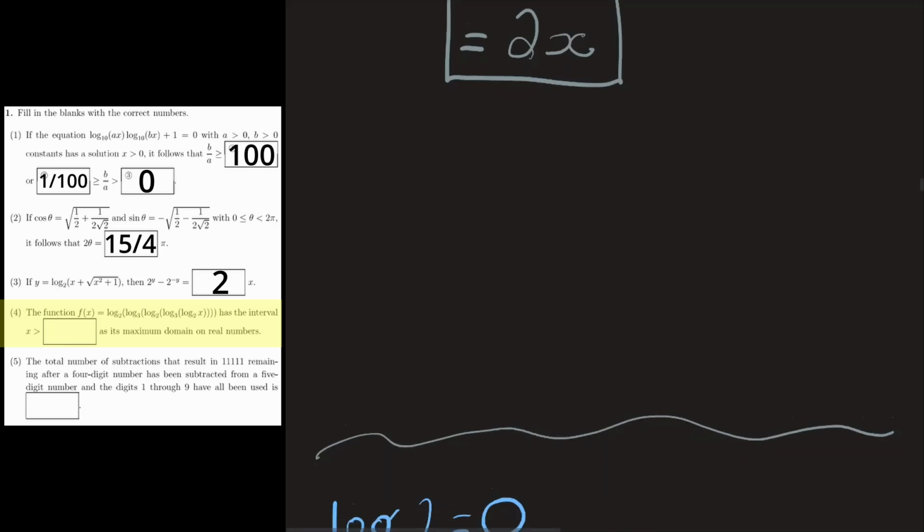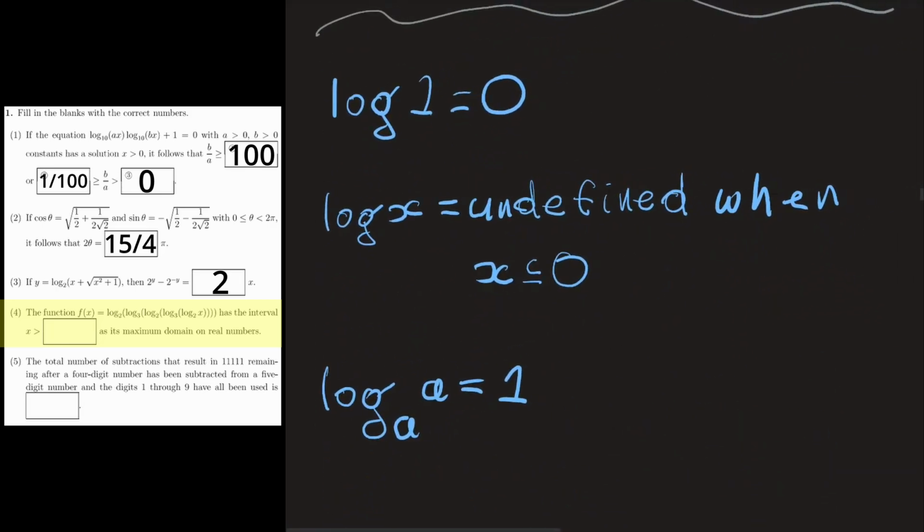So to answer this question, you just need to keep a few basic properties of logs in mind. First, the log of 1 is equal to 0, and this is regardless of what the base is. Any base log of 1 will always equal 0. Secondly, the log of x is undefined when x is less than or equal to 0. So in other words, you can only take a log of a positive number. And finally, log base a of a is equal to 1. So if you keep these three rules in mind, then you're able to answer this question.